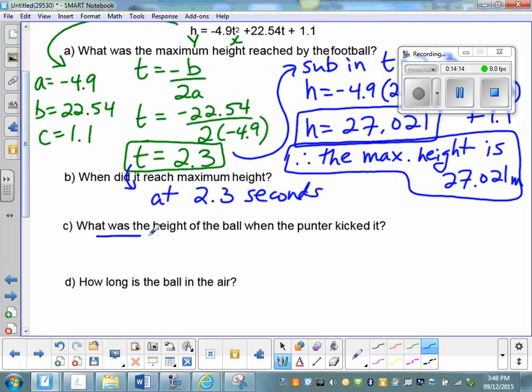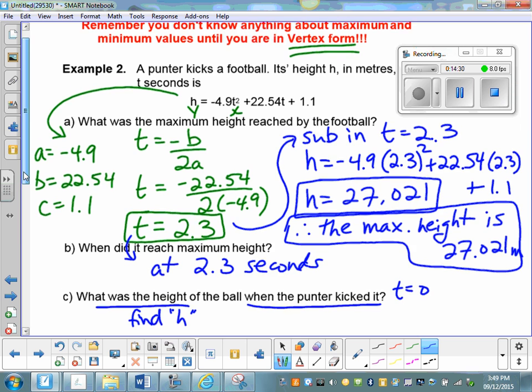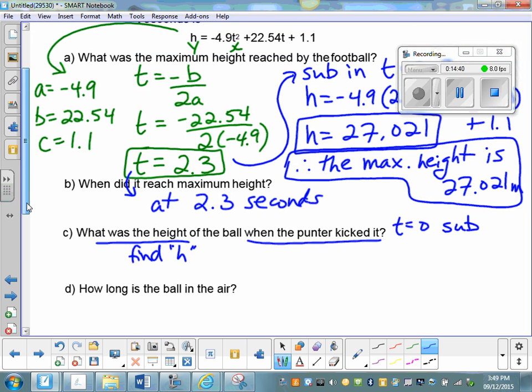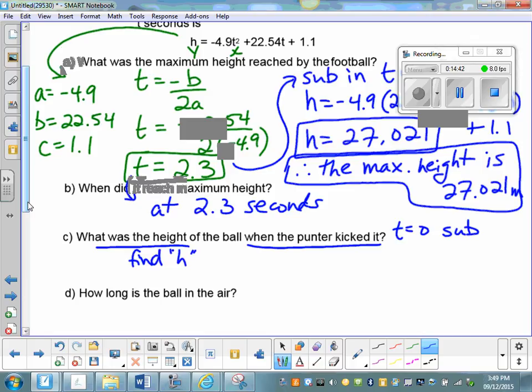Here we want to know what was the height. So we're finding the height when the punter kicked it. So when the punter kicked it, the time was 0, because the ball hadn't started moving yet, so the time is 0. So I'm going to sub t equals 0 into our equation.